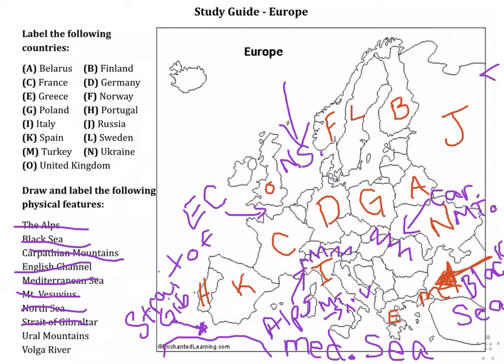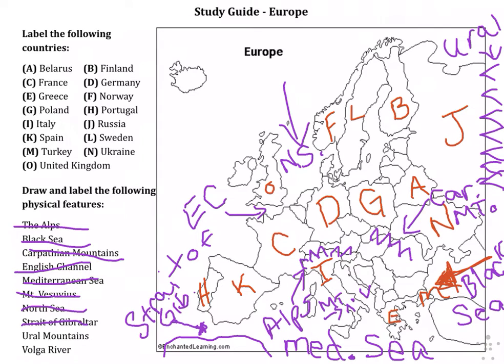Next one, Ural Mountains. The Ural Mountains create the border for Europe and Russia. So if you look, I put my little mountain symbols, and that is going to be the Ural Mountains, straight down.